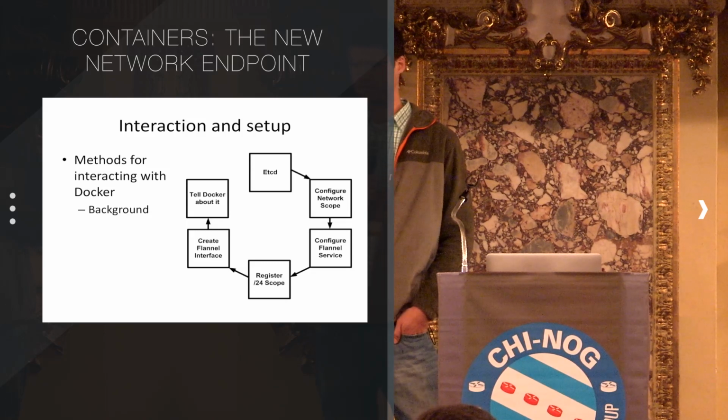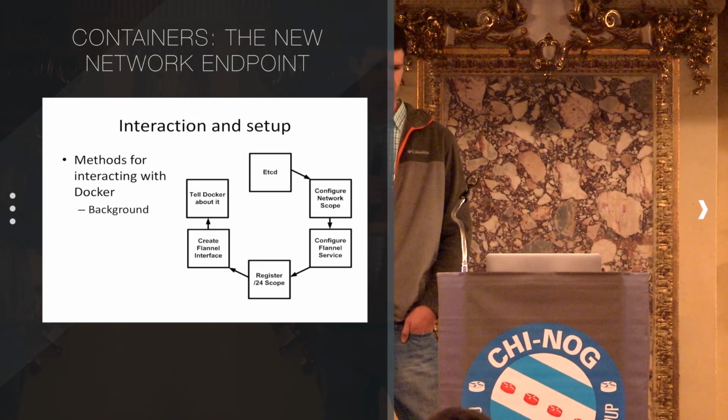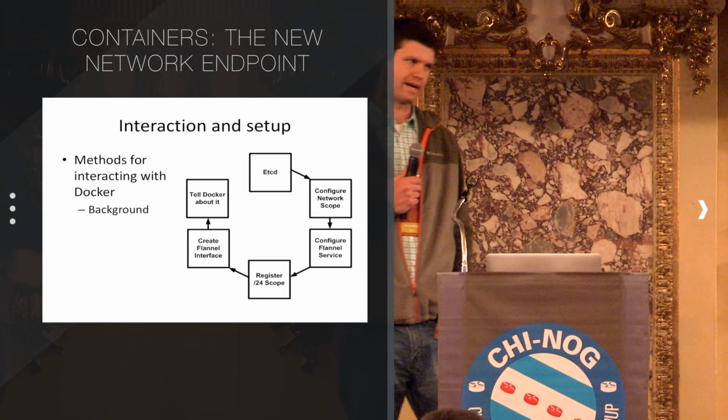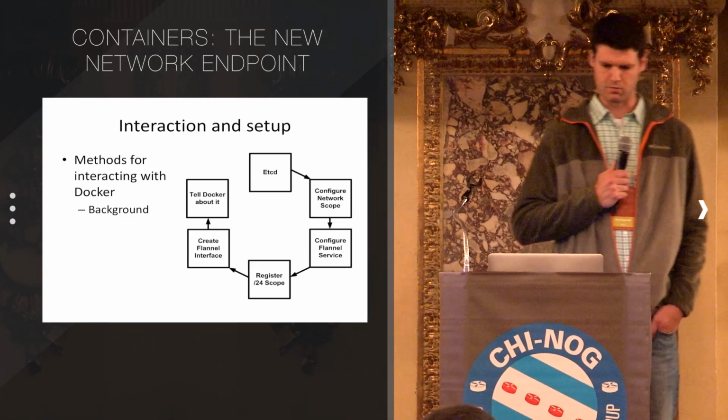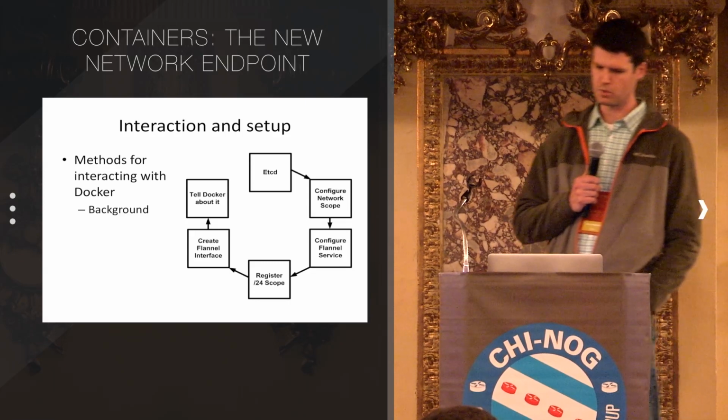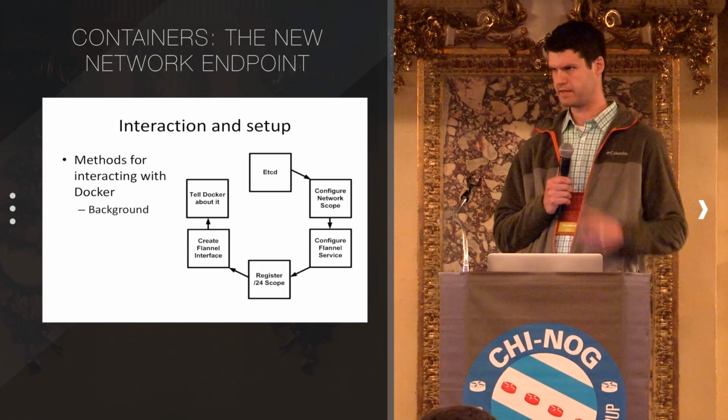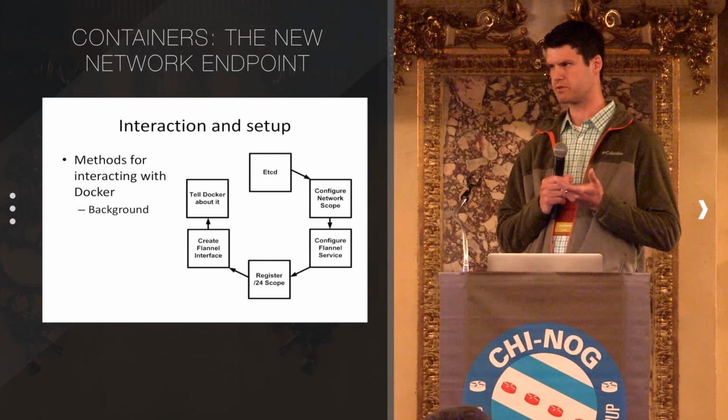And then we configure the Flannel service on every host we want to talk to. The big thing we're configuring there is we're telling it where etcd lives. So then when we start the service, it will go out, it'll register a /24 scope out of the global scope. And then out of that subnet, it'll create a Flannel interface on the host.